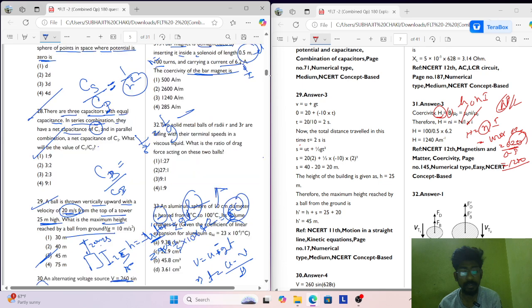Two solid metal balls of radius r and 3r are falling with their terminal speeds in a viscous liquid. What is the ratio of the drag force of these two balls?